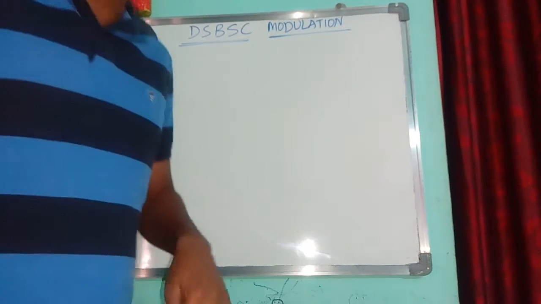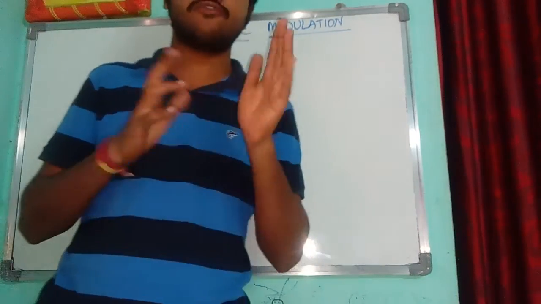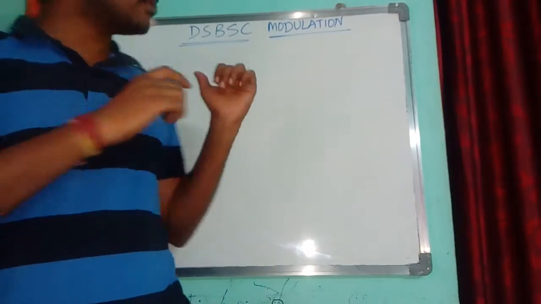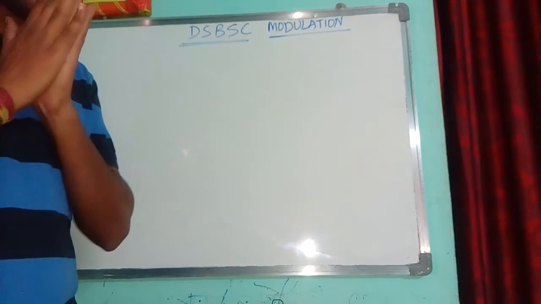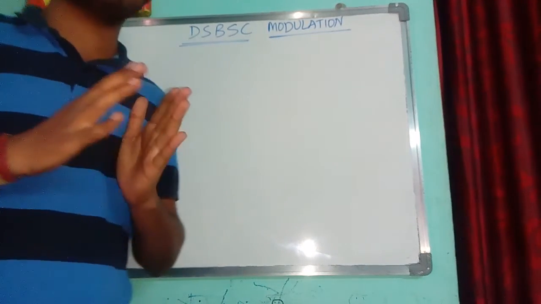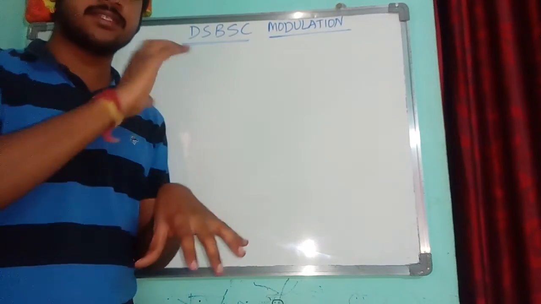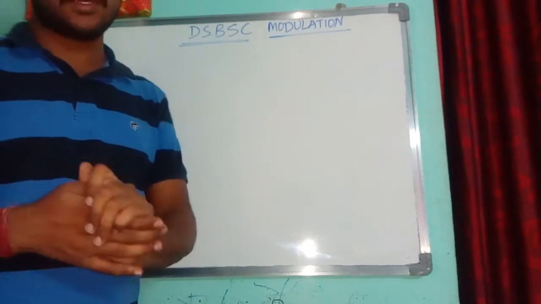Today we'll learn what is called DSBSC modulation. In the previous video you have seen the generation of AM and the demodulation of AM. Now here we'll see what is called DSBSC. In the previous videos I have explained the generation of AM and also the demodulation of AM. And we know that AM has certain characteristics, and we need to know why we are going for DSBSC.